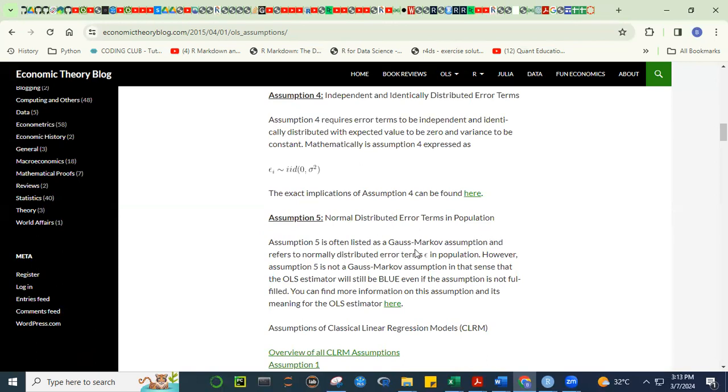Gauss-Markov assumption number 5 refers to normally distributed error terms. However, assumption 5 is not a Gauss-Markov assumption.